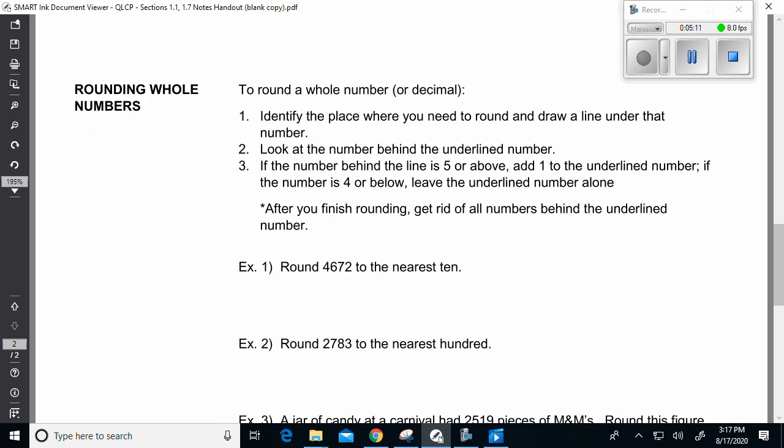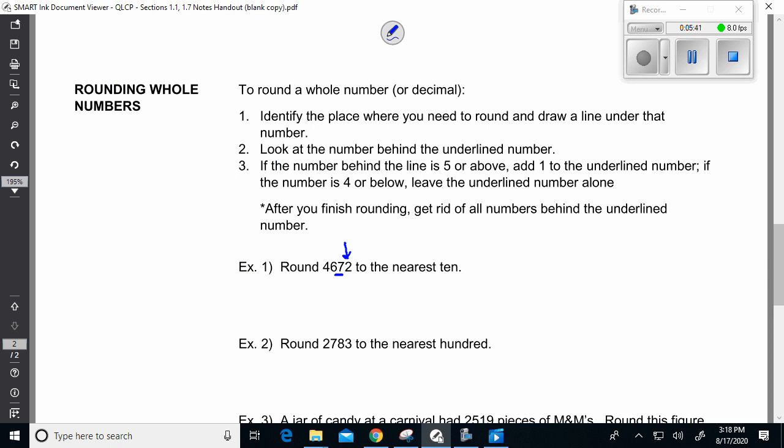So with rounding, to round a whole number or a decimal, identify the place where you need to round and draw a line under the number. Look at the number, so for example 1, round 4,672 to the nearest 10. The number in the tens place is the 7, so we're going to underline that. Step 2, look at the number behind the underlined number, so that's 2.